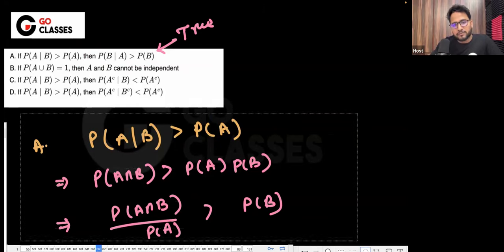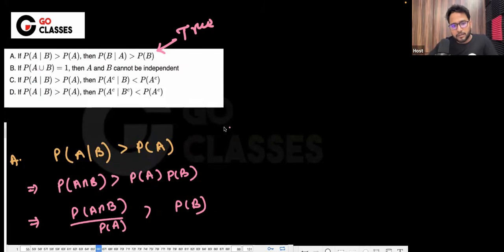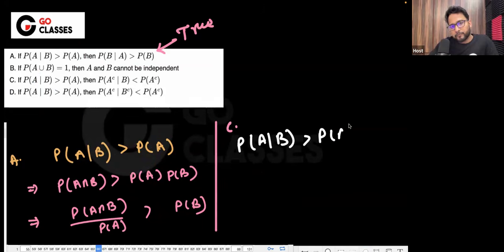So that's why I'm taking these two options first, and options B and D we will see after that. So let me tell you about option C now. It is saying probability of A given B is greater than P(A), right? Here they are just saying B, not B complement, which means they are asking about the same conditional probability, the same B. So what you can do is convert this to A complement.